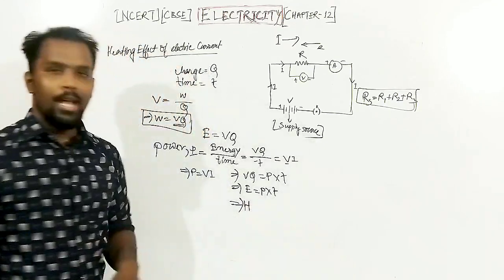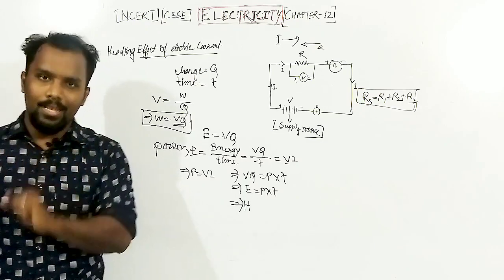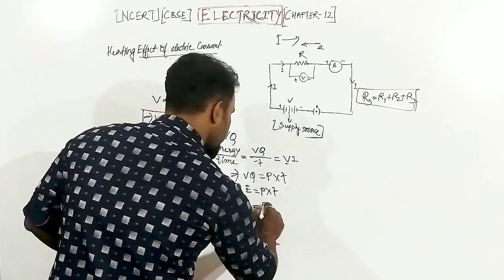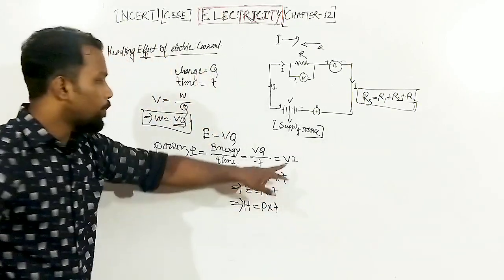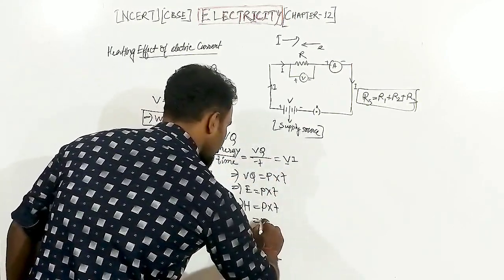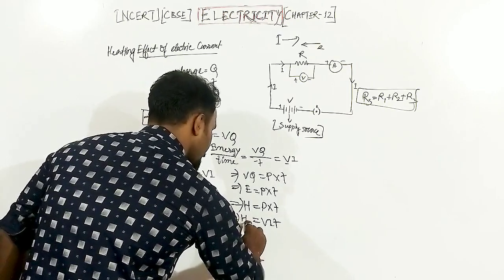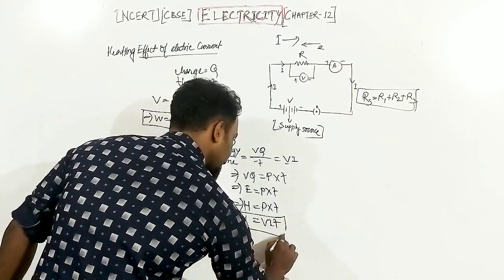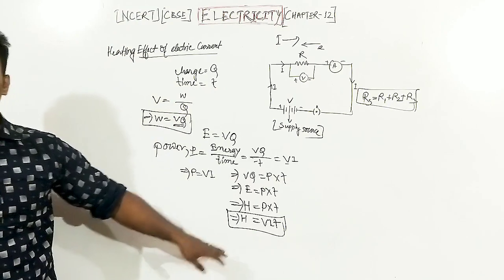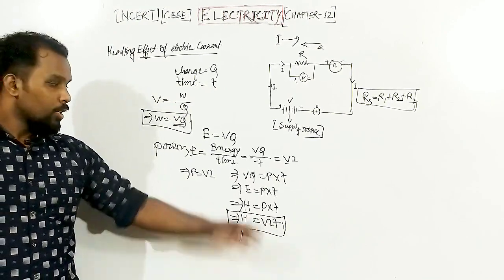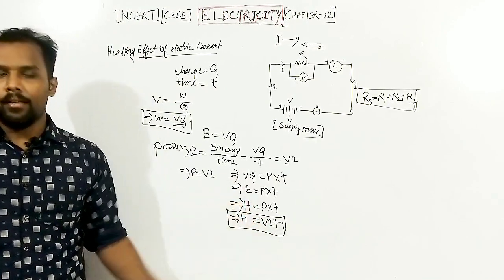We always represent heat by H. So H is equal to P into T. And P is equal to VI. So what will be there? H equals VIT. That is the main formula of heat generation in a circuit. That is the main relation we can get.